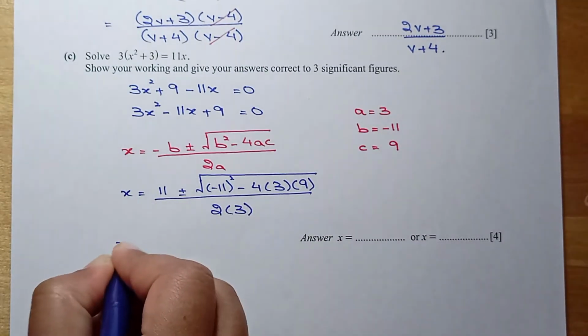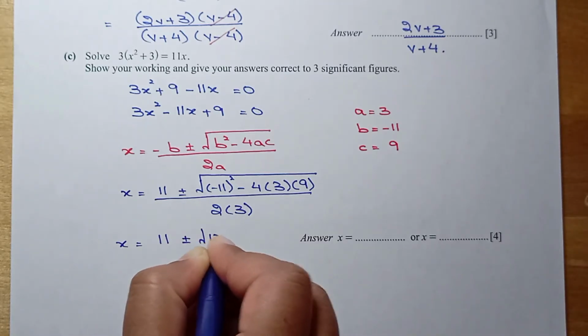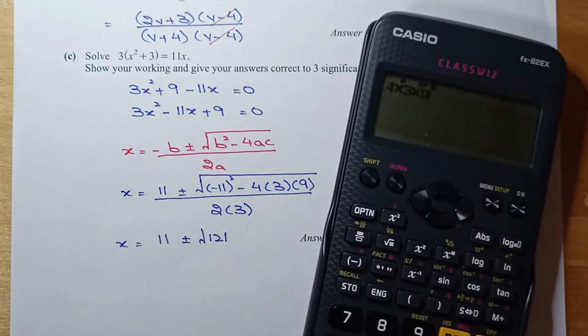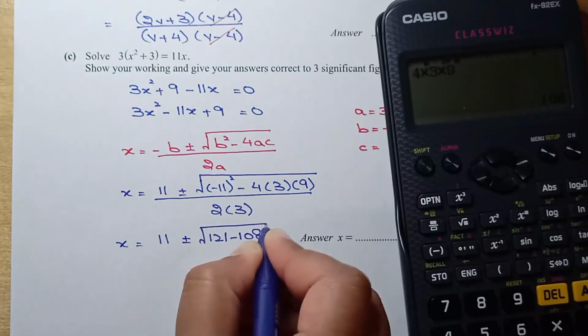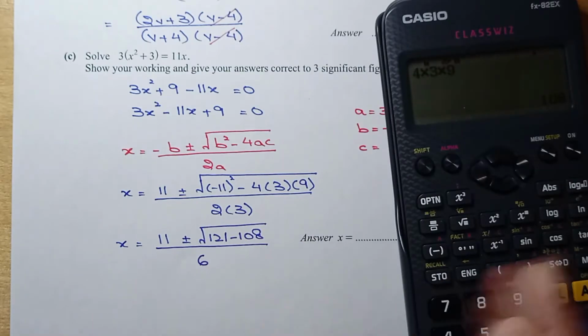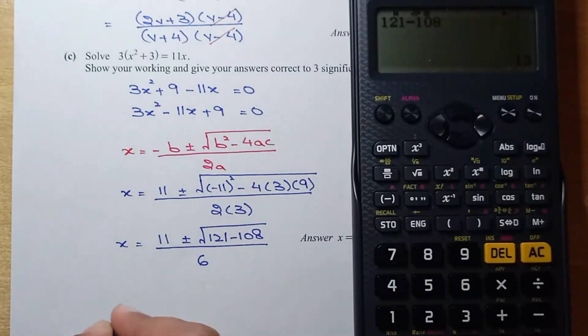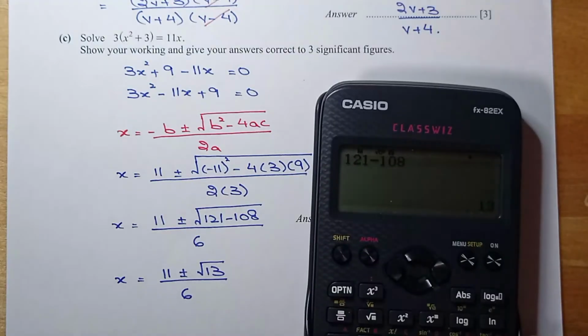Okay, now x equals 11 plus minus square root of 11 square, which is 121, minus 4 times 3 times 9, which is 108, and then divided by 2 times 3, which is 6. So 121 subtract 108 is 13. So x equals 11 plus minus square root of 13 divided by 6. Now we have two x values, with the positive square root of 13 and with the negative square root of 13. So let me solve it.